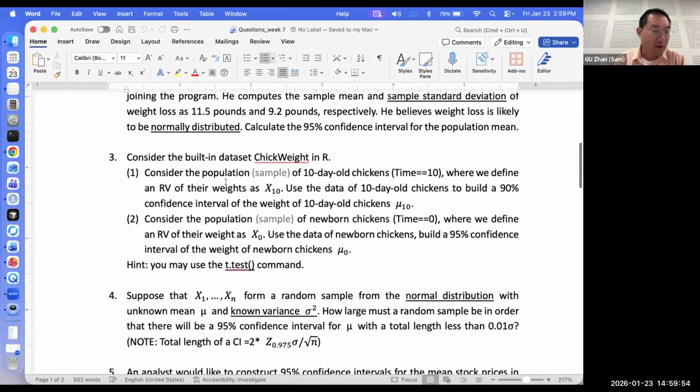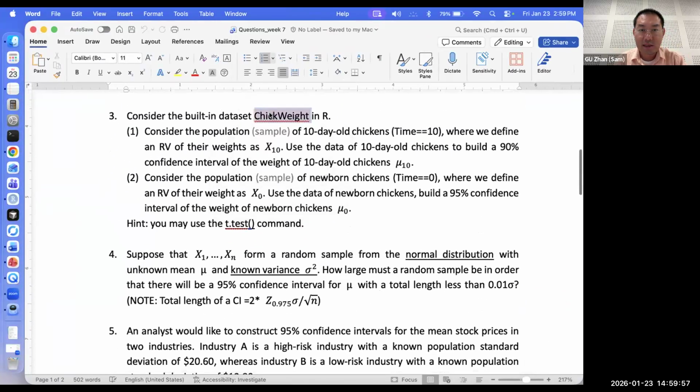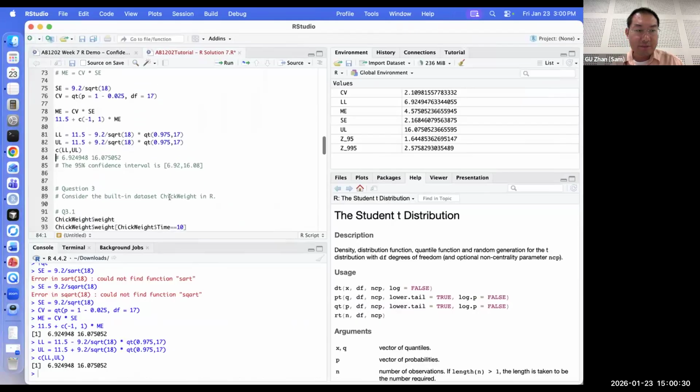Then question 3. Consider the built-in data set ChickWeight in R. Actually, not population, you can treat it as a sample, because this is a data set provided to you, and it does not contain the entire population of the chicks on this planet. So it's actually only a sample of 10-day-old chicks, where we define the RV of their weight. Use the data of 10-day-old chicks to build a 90% confidence interval.